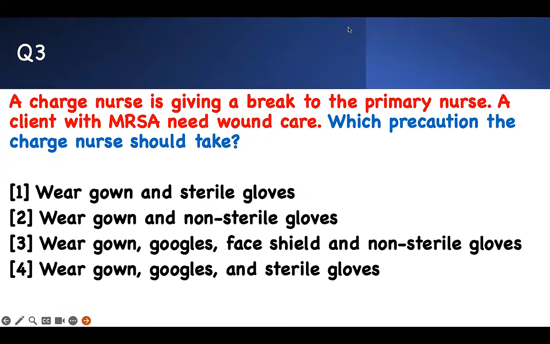Number 3. And then a charge nurse is giving a break to the primary nurse. The client with MRSA needs wound care. Which precaution should the nurse take? This is a really good question. You got to think about it. What precaution do you need for MRSA? It's contact. When it's contact, you wear what?